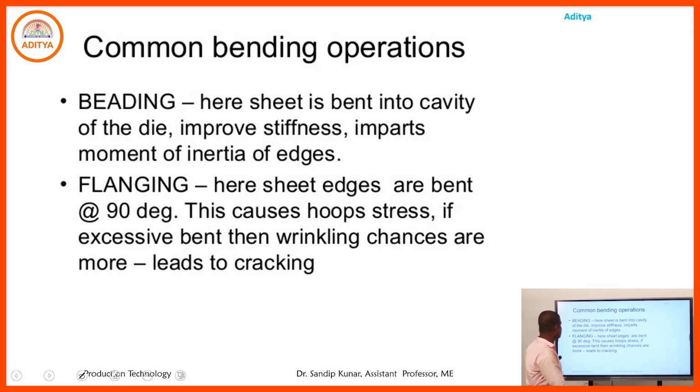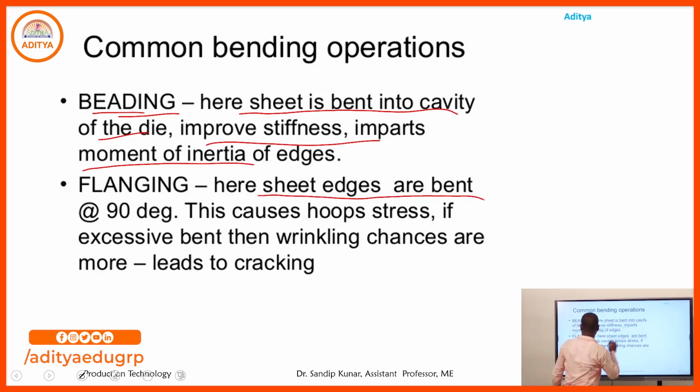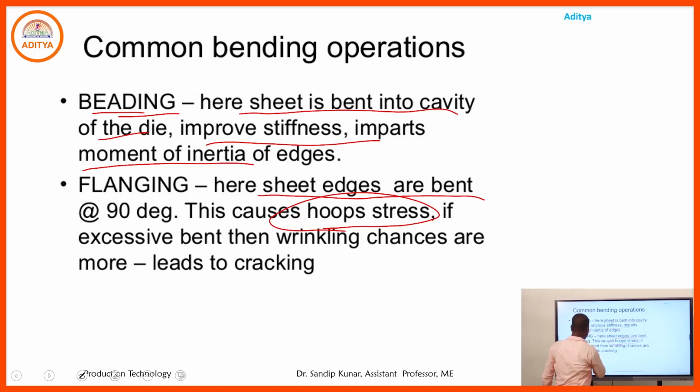Common bending operations. Beading means the sheet is bent into the cavity of the die. Here bending takes place in the cavity, which improves stiffness by increasing the moment of inertia of the edges of the bent sheet. Flanging: here sheet edges are bent at 90 degrees. This causes hoop stress. If excessively bent, wrinkling, meaning buckling, is induced in thin sheets, which leads to cracking.